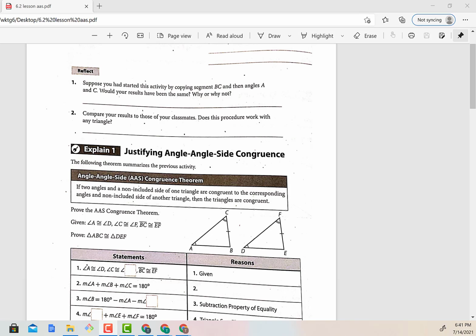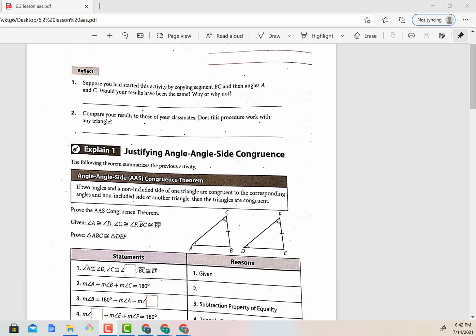Okay, I am on section 6.2. I'm going to look at the explain one. It says justifying angle side congruence. So this is our next type of triangle congruence theorem. And it says if two angles and a non-included side, that's kind of the key.